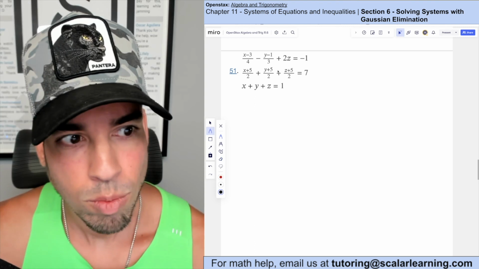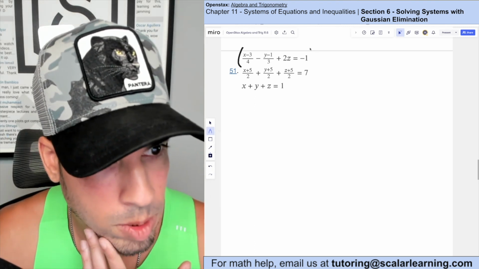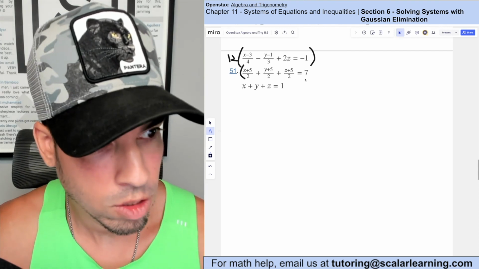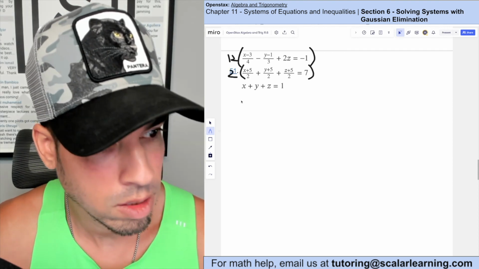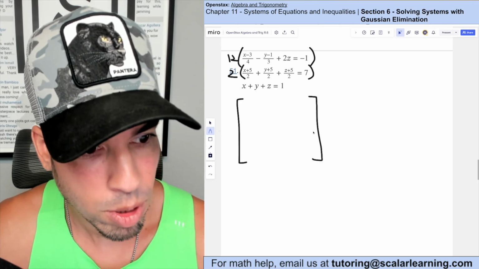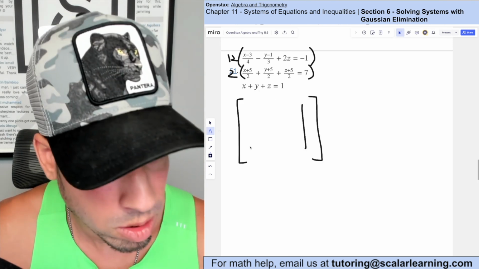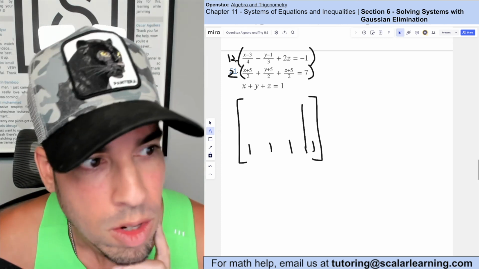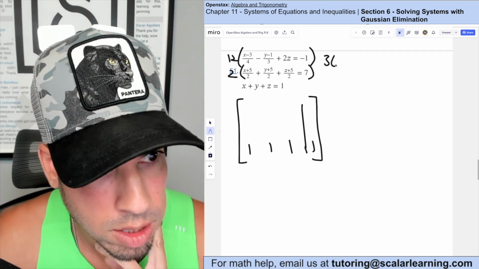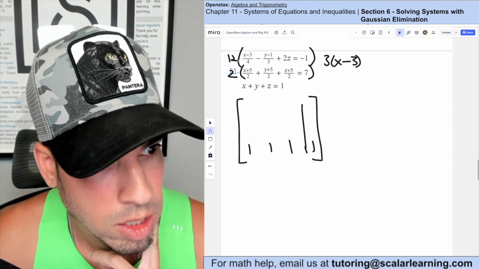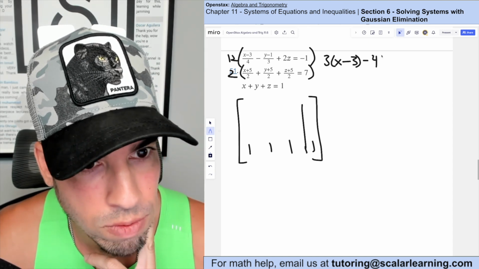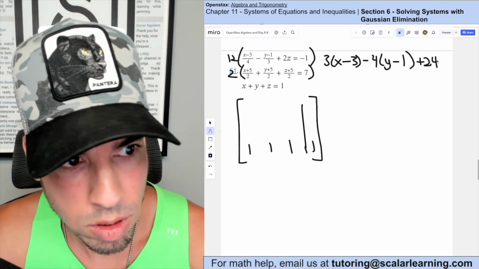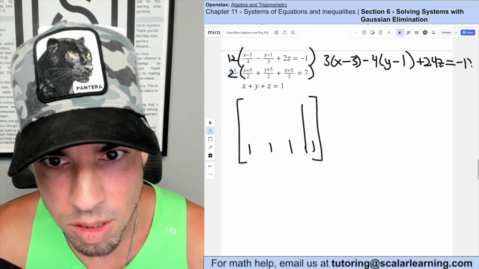Done. So for this one, we're going to start by clearing out these denominators. I'm going to multiply this top one by the LCM of 3 and 4, which is 12, and this one just 2. Okay, so let's simplify that, and then we're going to also put it into our nice matrix format with the bottom one staying as is, 1, 1, 1, 1. Okay, let's go. So 12 divided by 4 is 3, so we got 3 times x minus 3. And then 12 divided by 3 is 4, so we got minus 4 times y minus 1. And then we got 12 times 2, which is 24z, is equal to 12 times negative 1, which is negative 12.